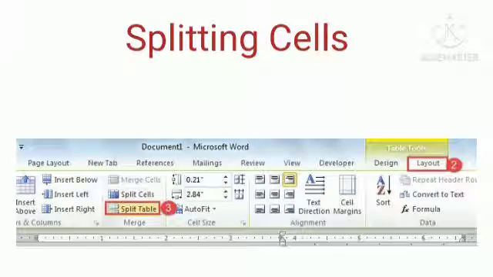Splitting cells. Now students, split means what? Break. You can split a single cell into multiple new cells by using the split cells command. First, select the cells you want to split from the existing table, and then second, click on layout tab and choose the option split cells.